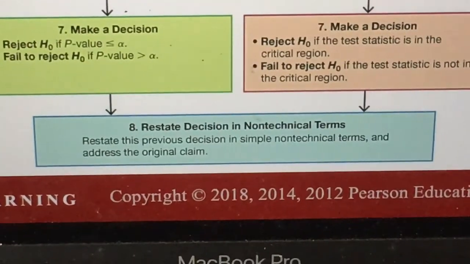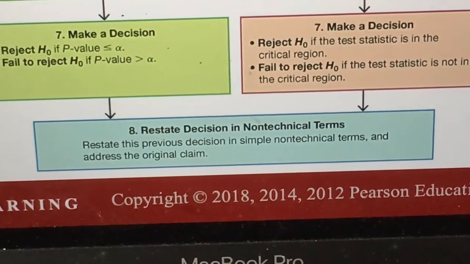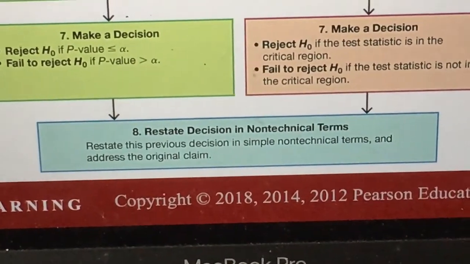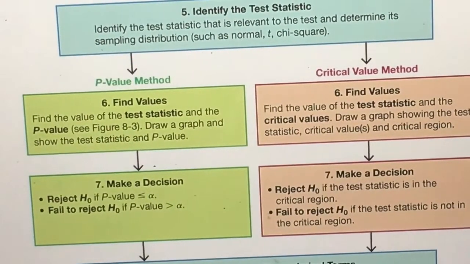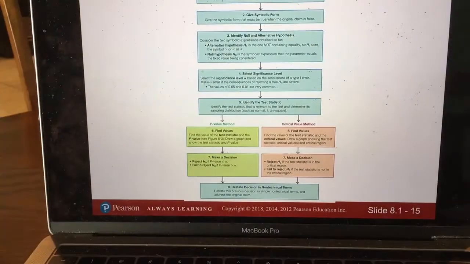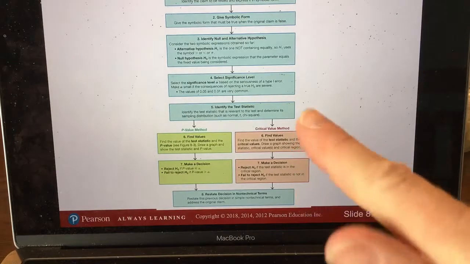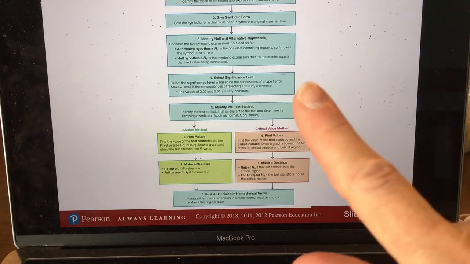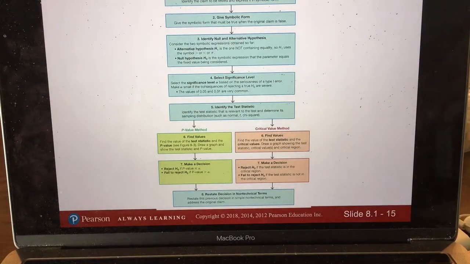And then lastly, at the very end, we're going to spend some time working on this also. Restate the previous decision in simple, non-technical terms and address the original claim. And they have some very specific ways that they want us to do that. But that's generally the simple process that we're going to be doing over and over again. Remember, we're going to be looking at several different scenarios, whether we're talking about a population proportion, a mean of a small sample, or a mean of a large sample, just the same type of situations we were using before when we did our confidence intervals.